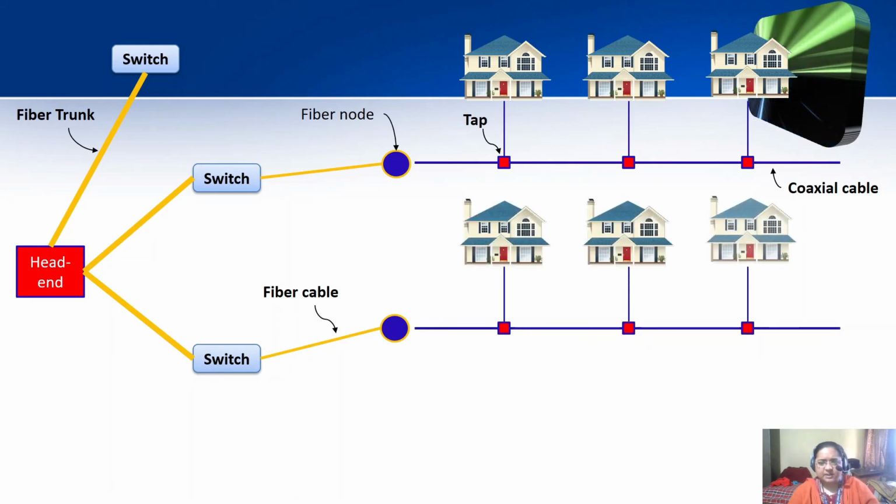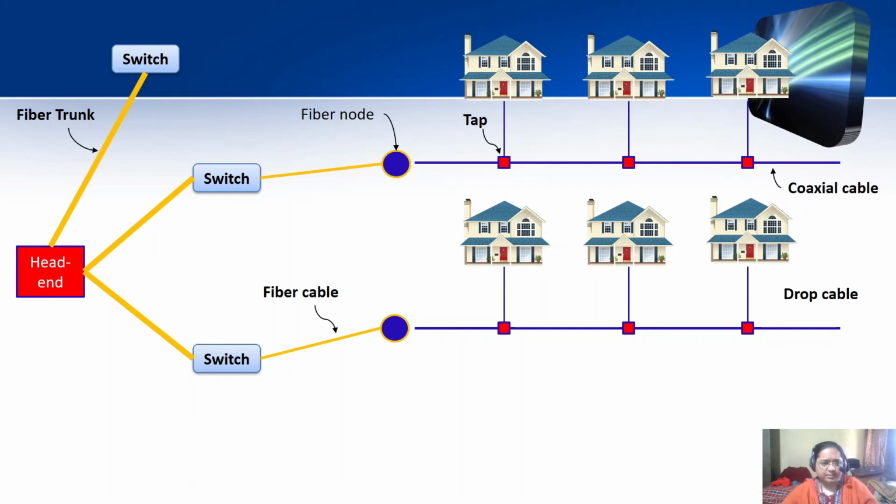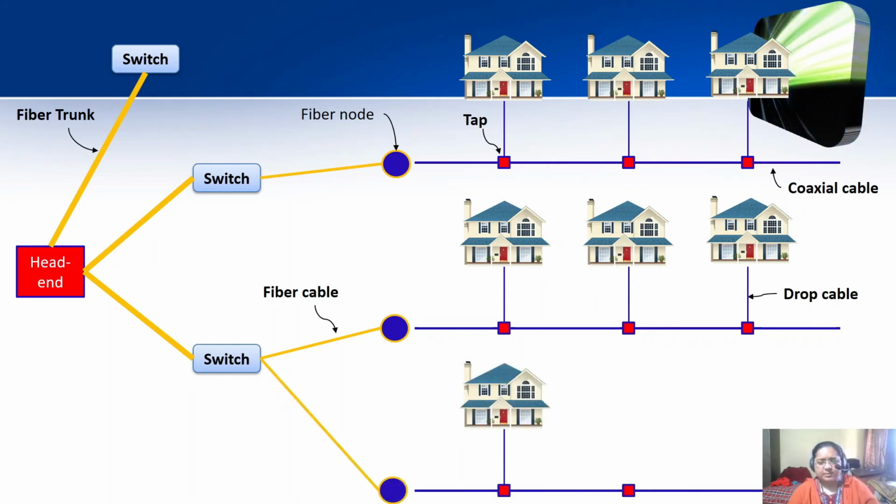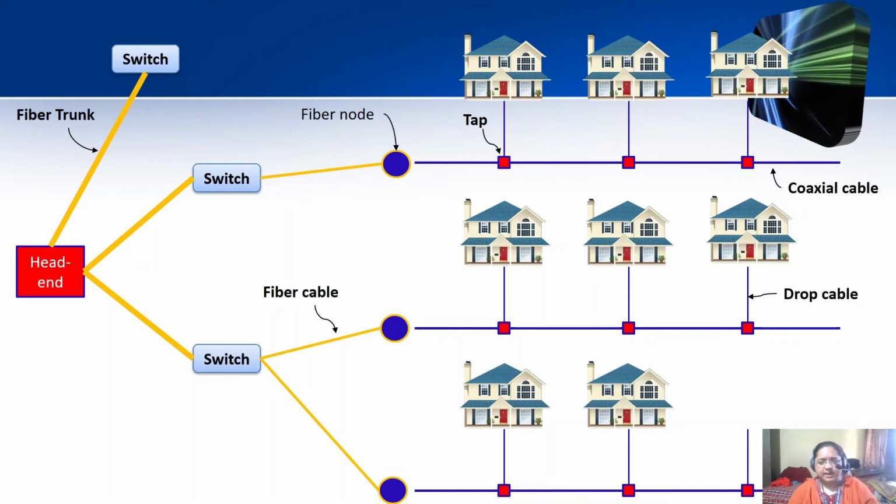So we have subscribers which are connected. This drop cable could be made up of coaxial cables only, fiber optic cables, or plain twisted pair cable. So this is how the cable television network is provided.